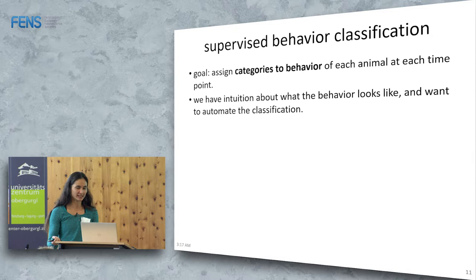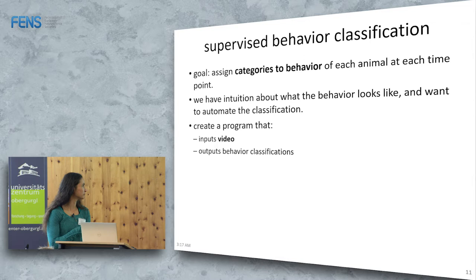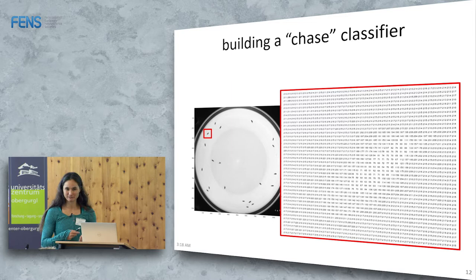So what we want to be able to do is create a program that inputs video and outputs these behavior classifications. Okay, and as I said, video, while it might be very intuitive for people to look at, is not very intuitive quantitatively. So this is this box of pixels here represented as the numbers that the computer is seeing, right? You can kind of see there's a fly right there. But how would you make a program that can automatically tell whether this fly is chasing or not from information like that? It's not the easiest thing to do.